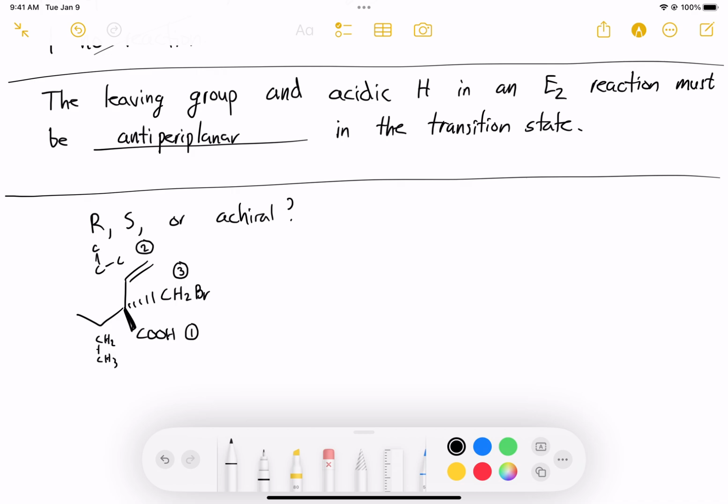So when we assign it, it looks like 1, 2, 3. So that looks like R, right? Wait, maybe it should be R. Shouldn't it be R? Maybe I got this wrong. Let me see. Ah, okay. So in this case, we probably have to reconsider these numbers. So let's reconsider them.